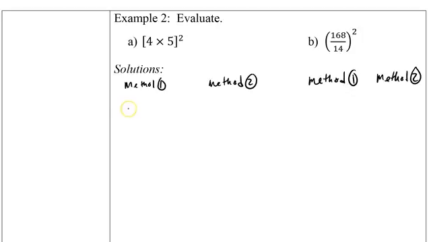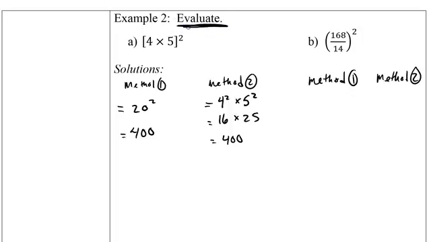So with this one, I can literally say 20 to the power of 2, because I'm doing what's in the brackets, which is just 400. The other method I can say is, okay, so 4 squared times 5 squared, which is 16 times 25, which is the same thing, which is 400. It doesn't matter which method you use, because all I said was evaluate.